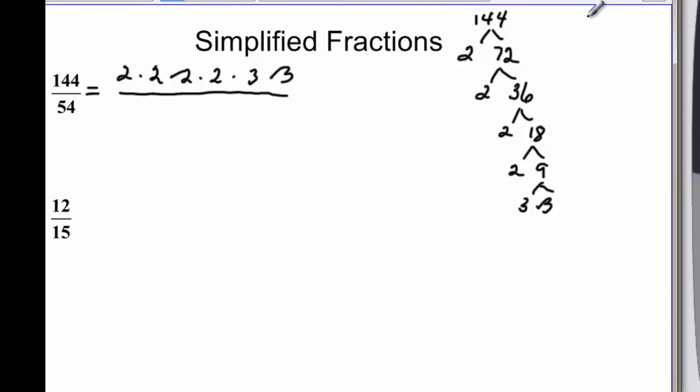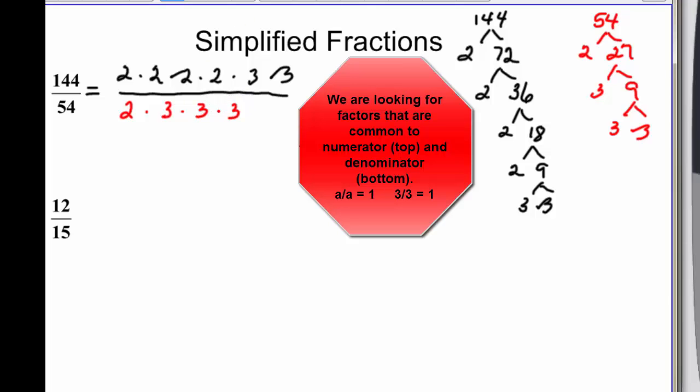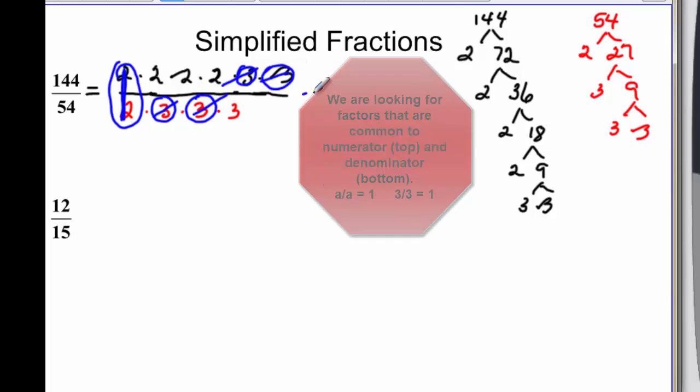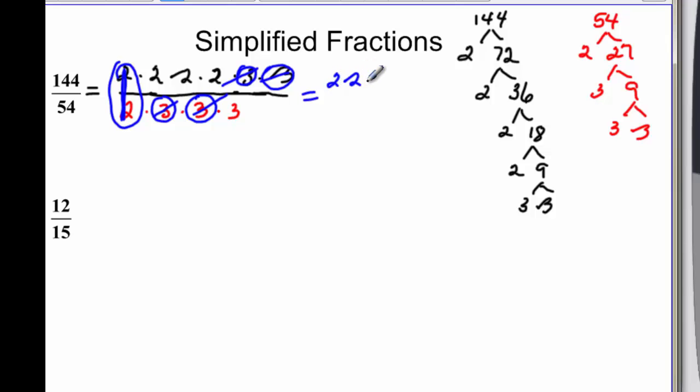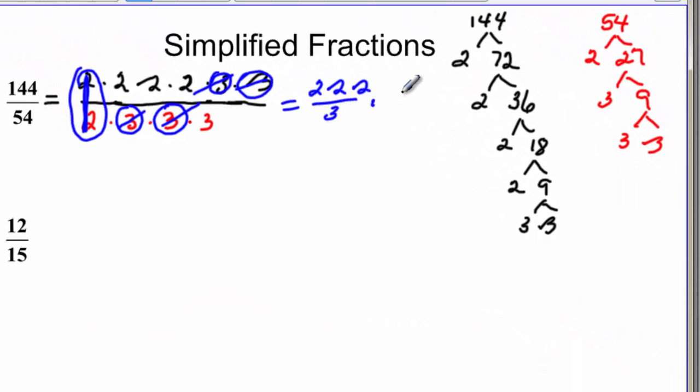And then if we do 54, and prime factor that one, that would be 2 times 27, and 27 would be 3 times 9, and then 9 would be 3 times 3. So the prime factors would be 2 times 3 times 3 times 3. What we're looking for is common factors between the top and the bottom. Well, here's a common factor, and that becomes 1. And then here's a common factor, 3 and 3. 1 on the top and 1 on the bottom becomes a factor of 1. And there's one more 3 that they have in common. So that leaves us with 2 times 2 times 2 on the top and 3 on the bottom, or 8 over 3.